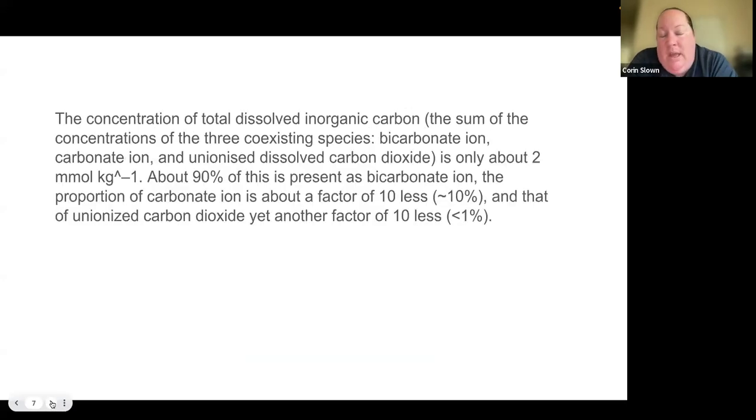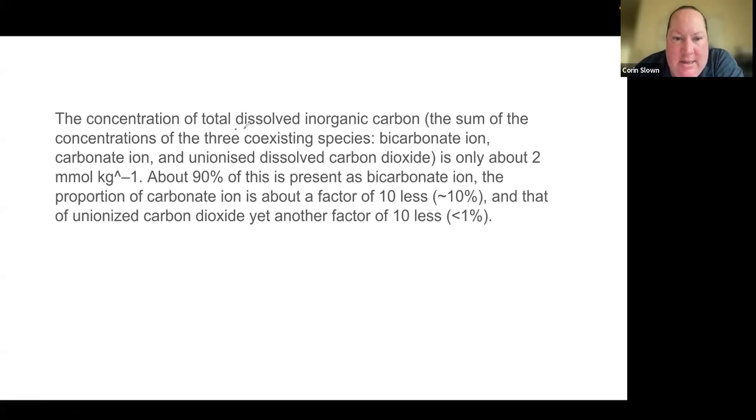All right, so it's not just the salt that we're interested in when it comes to the ocean. We're also really interested in the concentration of total dissolved inorganic carbon. This DIC, or another way of saying that is the sum of the concentrations of three coexisting species. So we're going to unpack this a little bit.